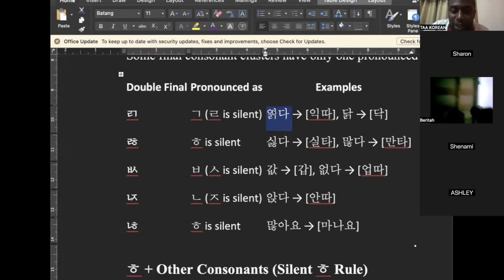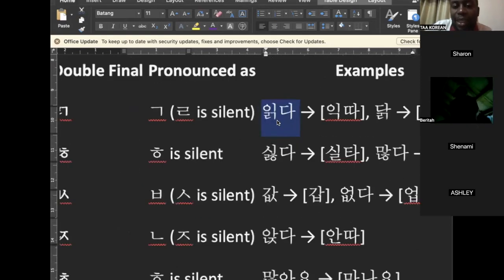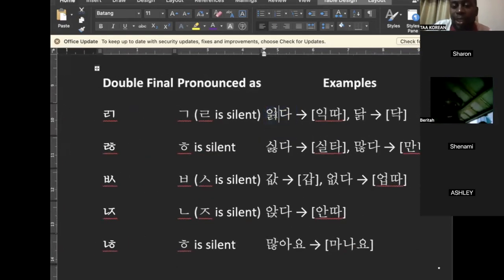But here, for example, any word that competes with G always loses, because G is the very first consonant in Korean. So L and G, you don't pronounce this as ilgda, it's ikta with a G. Right here, this is how we write chicken in Korean. We don't say taerg, no taerg. I want some taerg kokok. No, it's tak. The L becomes silent.